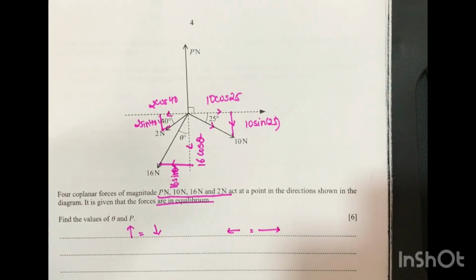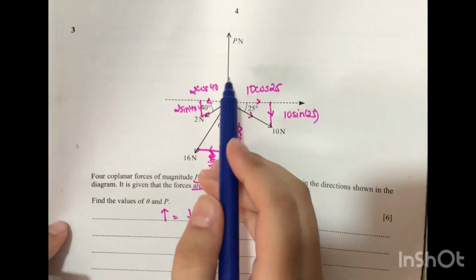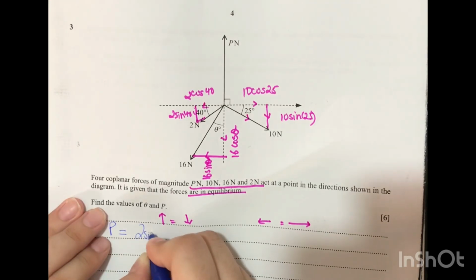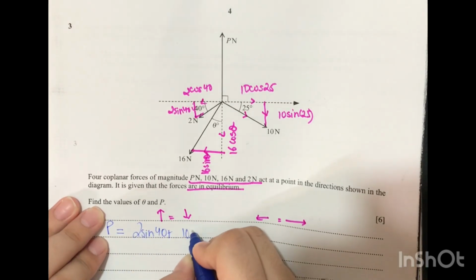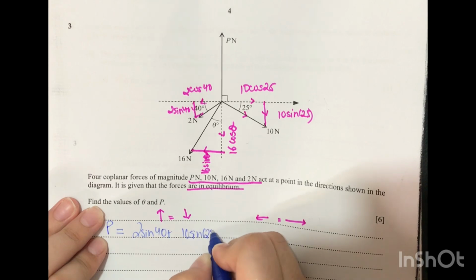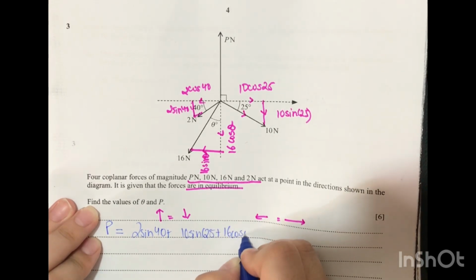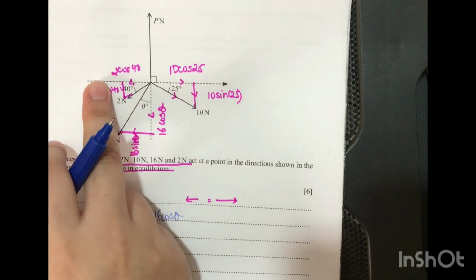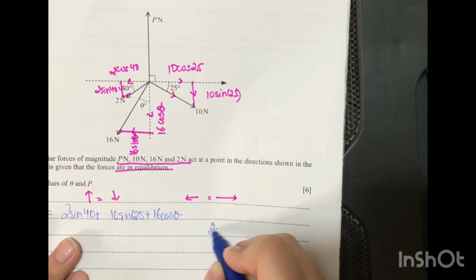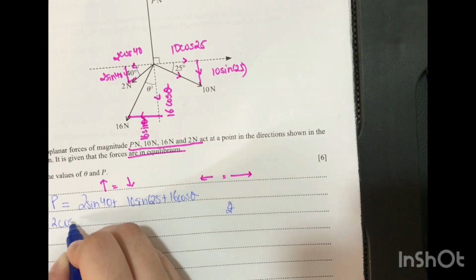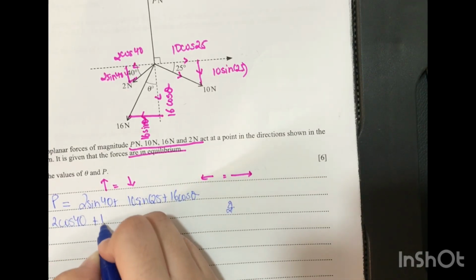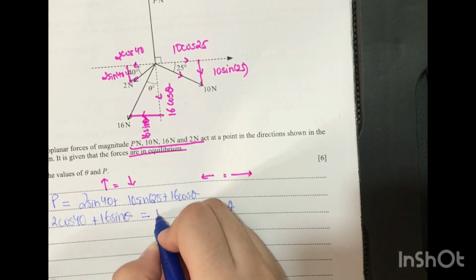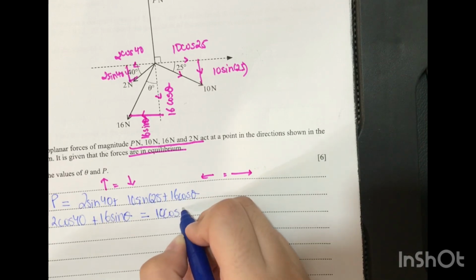When we're talking vertically, this means that P is equal to 2 sin 40 plus 10 sin 25 plus 16 cos theta. And when we're talking about horizontally, this means that 2 cos 40 plus 16 sin theta is equal to 10 cos 25.